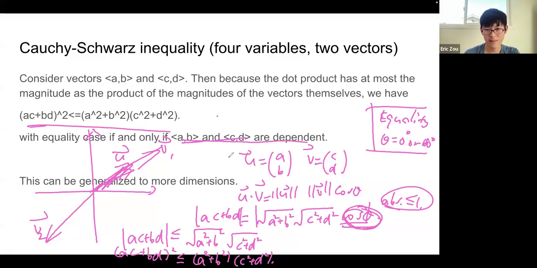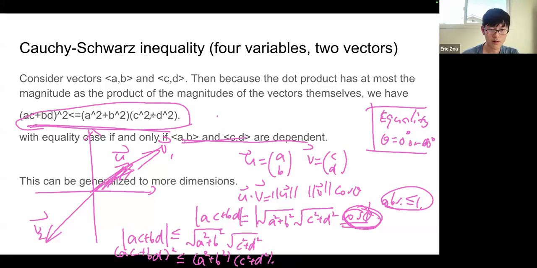So basically, they're dependent because, as we said before, one of them is a multiple of the other one. Two two-dimensional non-zero vectors are dependent if and only if one of them is a multiple of the other one. And this is your inequality right here.